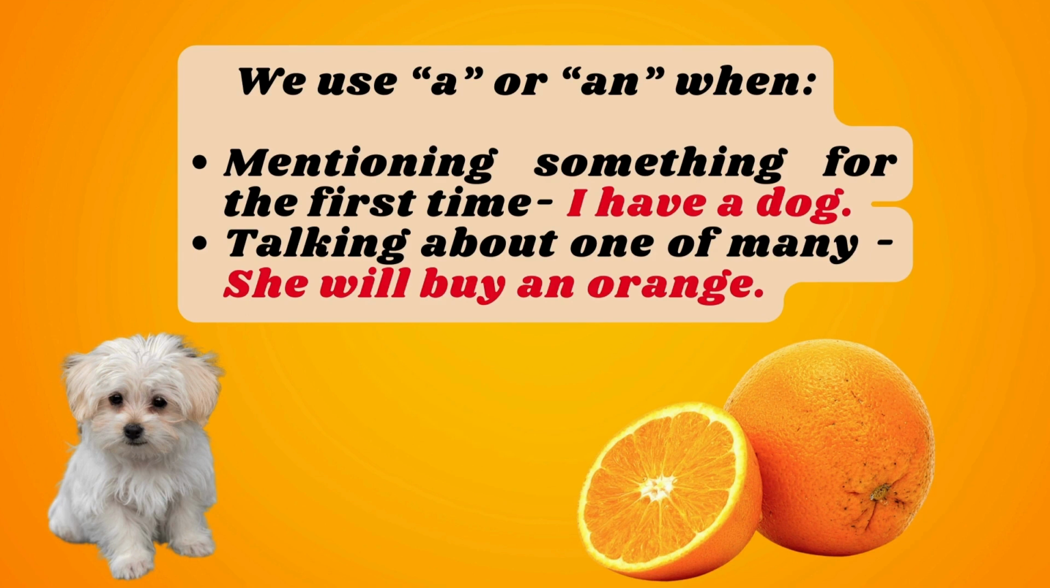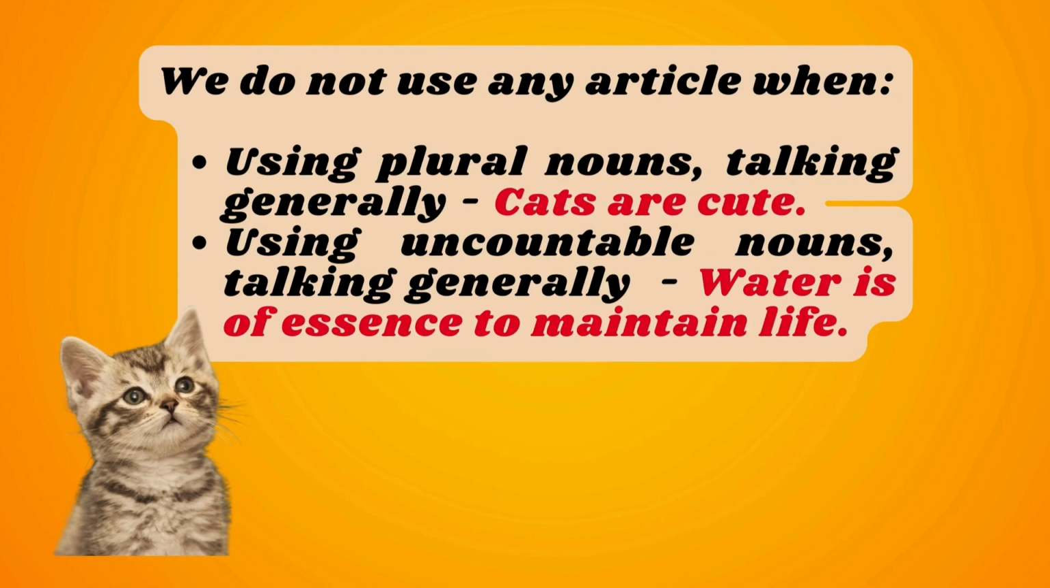We use a or an when we mention something for the first time. For example, I have a dog, I have a house, I have a cat. Or when we are talking about one of many, she will buy an orange. Please pick an apple. Would you like to have a pear? It means that it's one of many. We do not use any article in two cases. Firstly, when we are using plural nouns and we are talking generally. For example, cats are cute. Or secondly, when we are using uncountable nouns and talking generally. Water is of essence to maintain life.